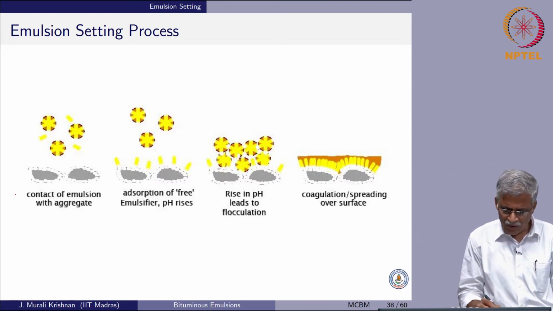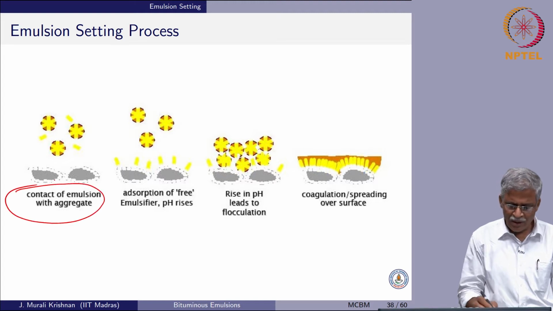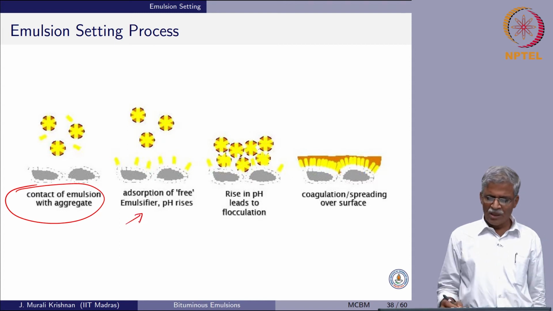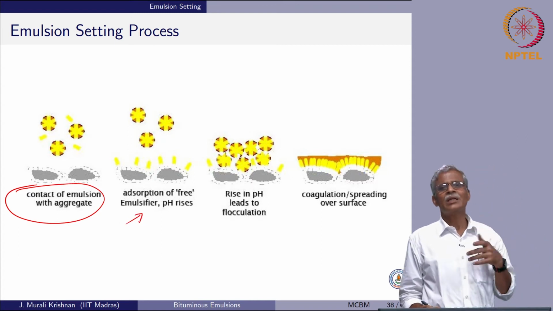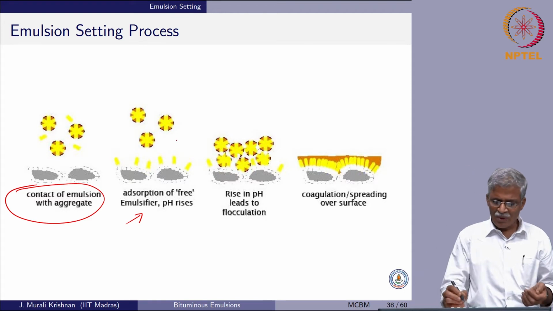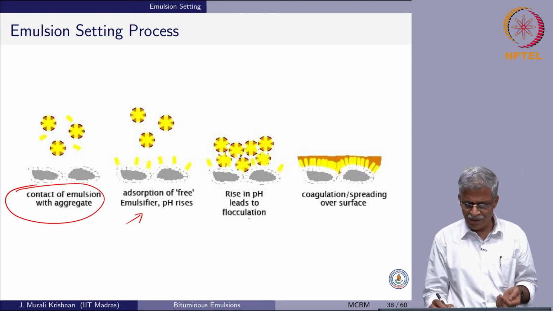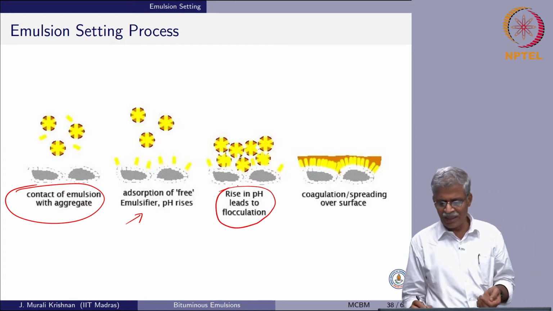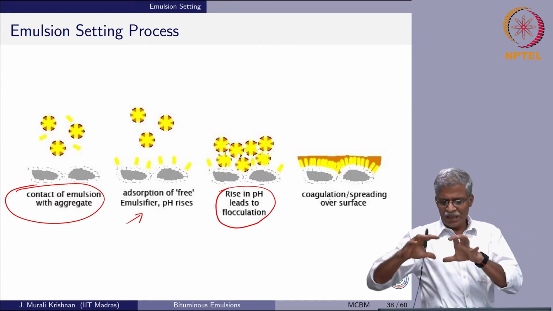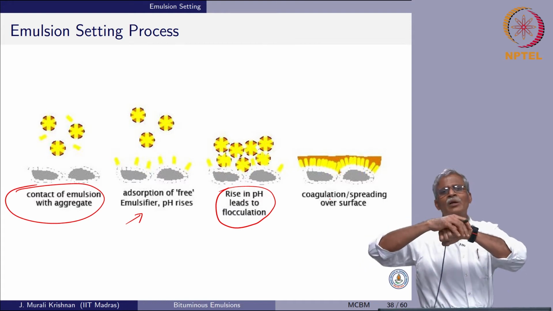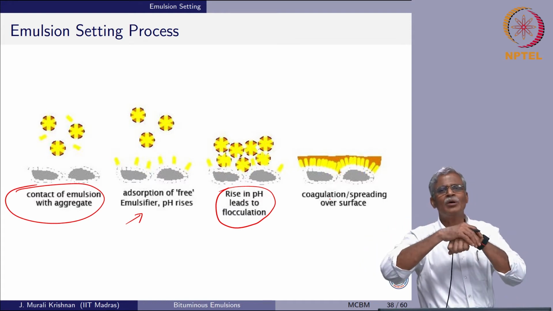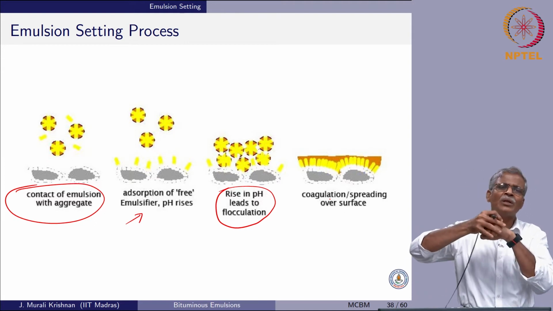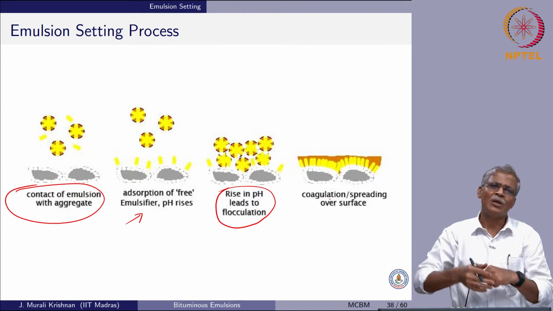So, the first and foremost thing is the contact of the emulsion with the aggregate. The second portion that you see is the free emulsifier here. It is adsorbed and immediately the pH of the system rises, and when the pH rises there is some kind of flocculation that happens. After that, depending on whether you are using it for a prime, for some maintenance, or for a proper cold mix, the mineral surface area is going to get nicely coated by the asphalt.